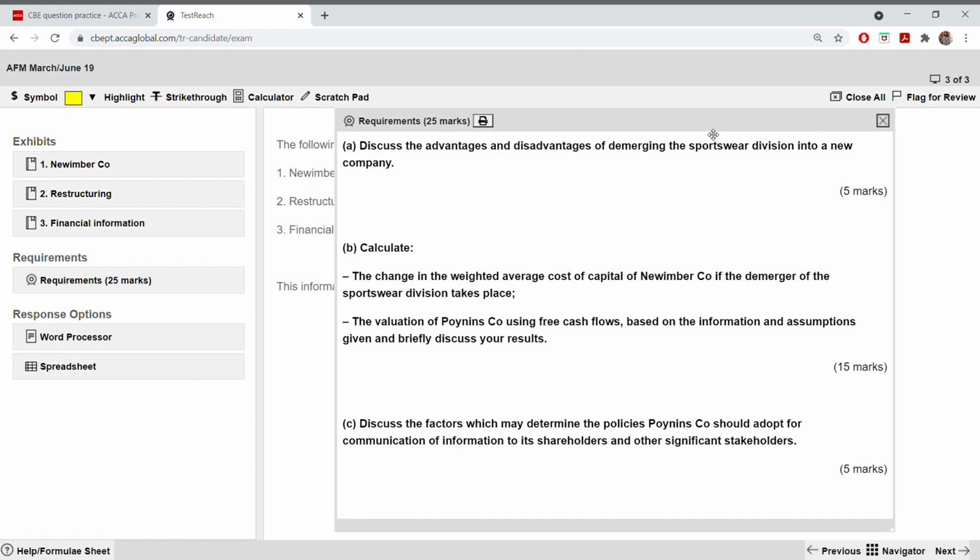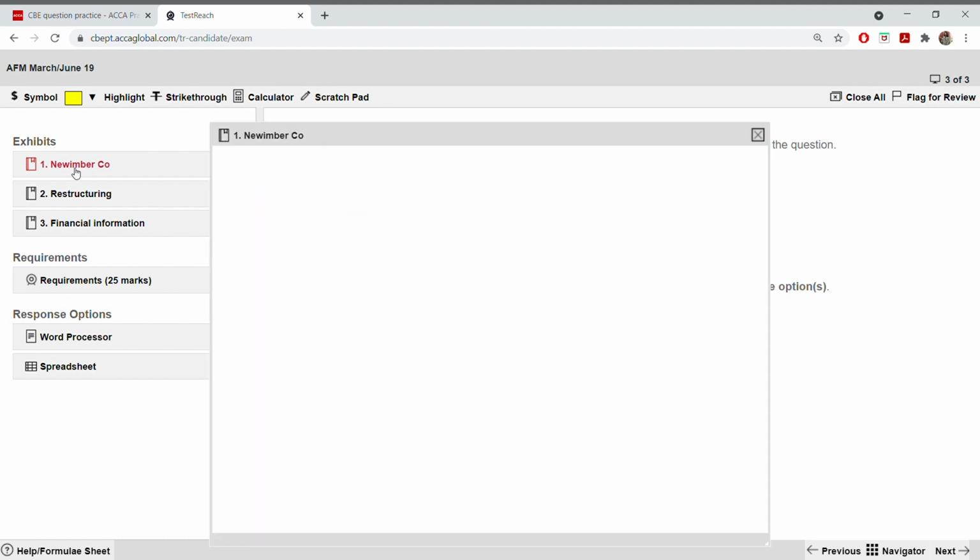Another area could be to show the impact on the financial statements, where you have to draw up the financial statements. They will be giving you some reconstruction schemes. Based on that, one or two or three, you have to draw up your income statement and balance sheet. That could be another area, but that's not asked here. But you have to be prepared for that as well. And part C: discuss the factors which may determine the policies the company should adopt for communication of information to shareholders and other significant stakeholders. I'm definitely not going to answer it, but I'm going to show the points. What are the points you can write for it? Okay, so now let's start with going to this member company.